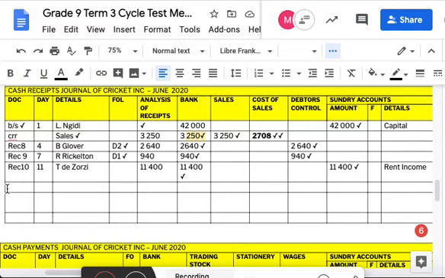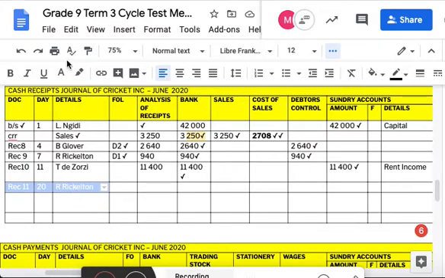Okay, they tell us the receipt. We issue him with a receipt. Receipts generally go in chronological order. What is the receipt number? Okay, receipt number 11. On the 20th, who's paying us? R. Rickleton. Cool. Where is he?